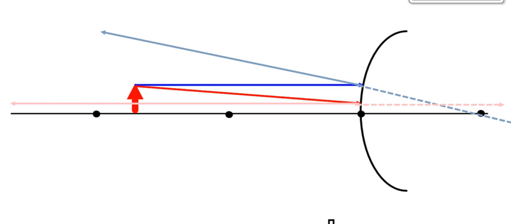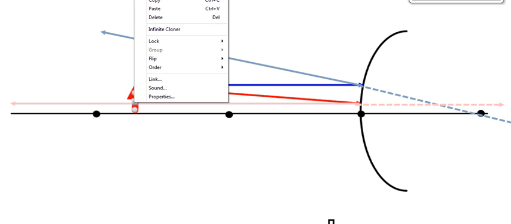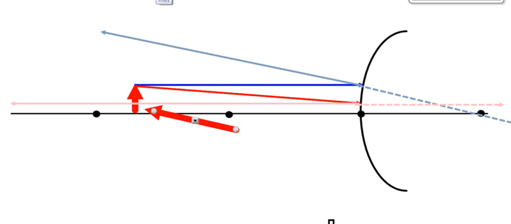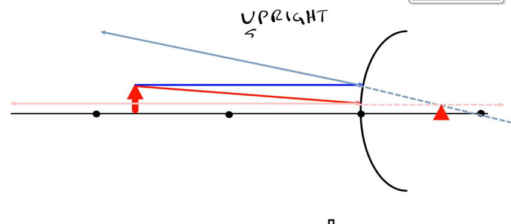And you see that these lines, while they don't meet on the left-hand side, they do meet on the right-hand side. And they meet right here. I can't even make it that small. So what I have here is an upright image. It's smaller. And because I used dotted lines, it's virtual.